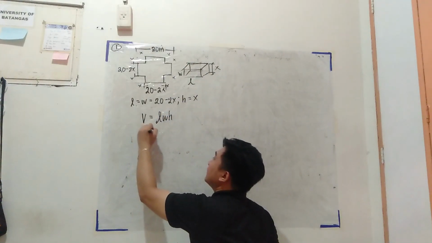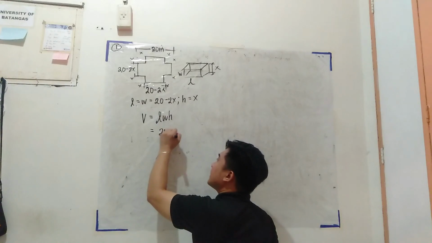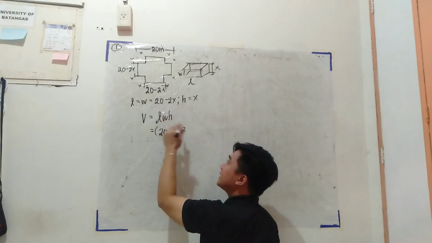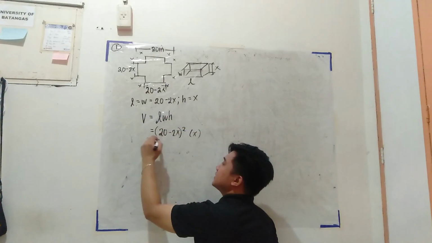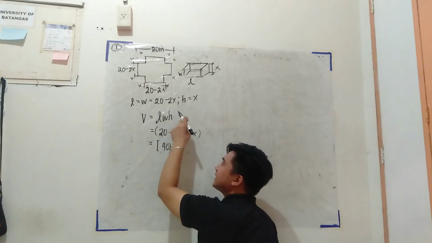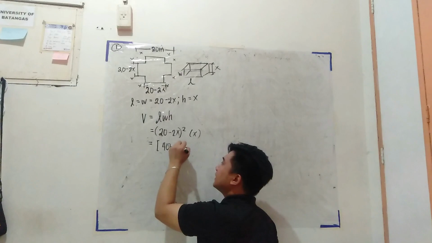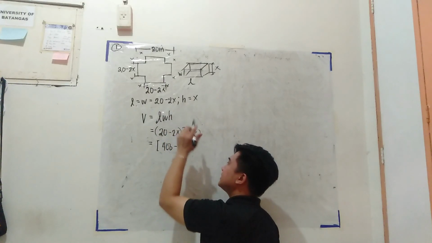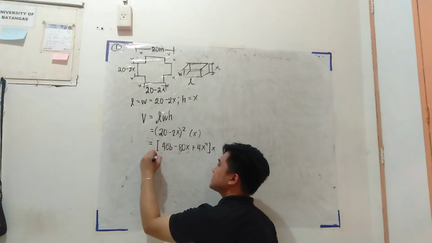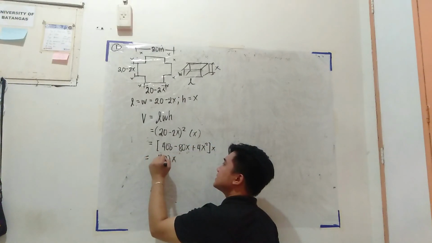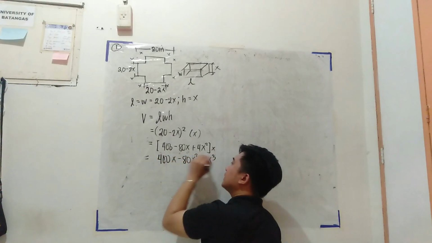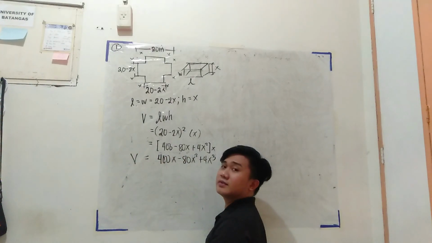And your volume for this shape, rectangular parallelepiped, is just length times width times height. Or simply, 20 minus 2x squared, kasi length tsaka width, magka-equal lang, times x. So this is 400 minus 80x plus 4x squared, times x. Distribute ko si x: V equals 400x minus 80x squared plus 4x cubed. Now, this will be the formula to get the volume.